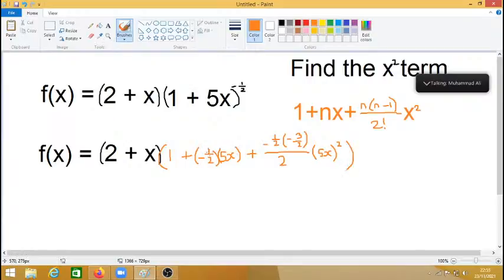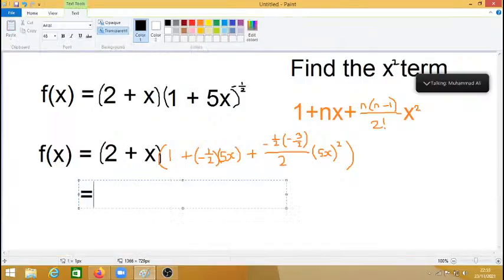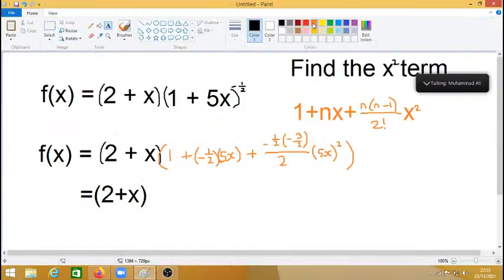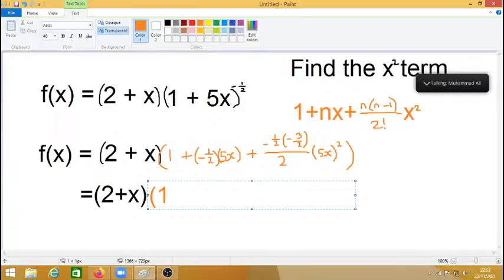Okay, let's use the calculator to tidy that up a little bit and work it out. So the 2 plus x can stay as 2 plus x. And now, if you want to use a calculator and just try to work out those bits at the beginning, 1 stays as 1, then it's minus a half times 5, that's minus 2.5x. And then this bit will work out to be, I'll give you a few seconds to type that in. Okay, it works out to be, as a fraction, 75 over 8x squared.